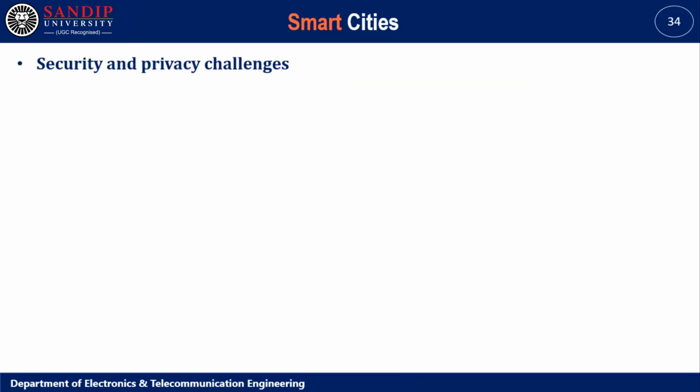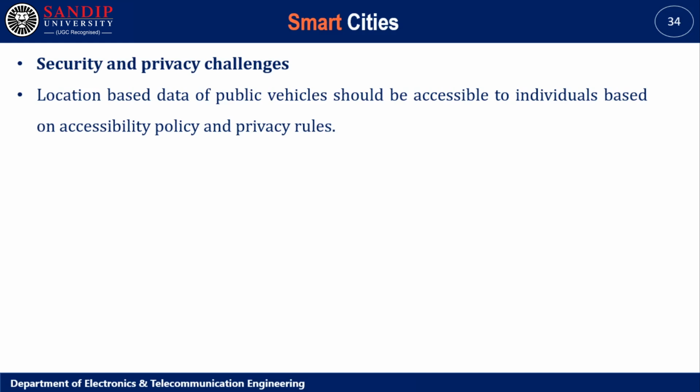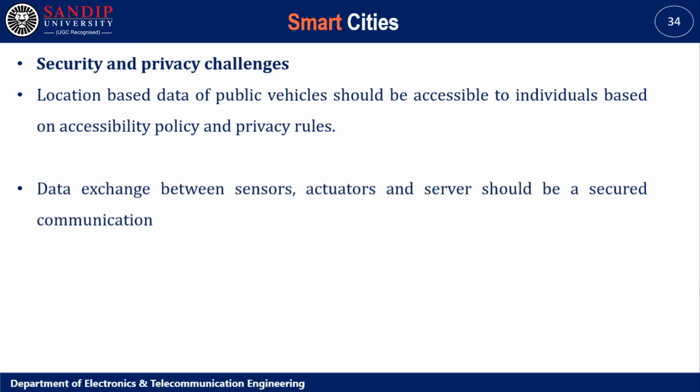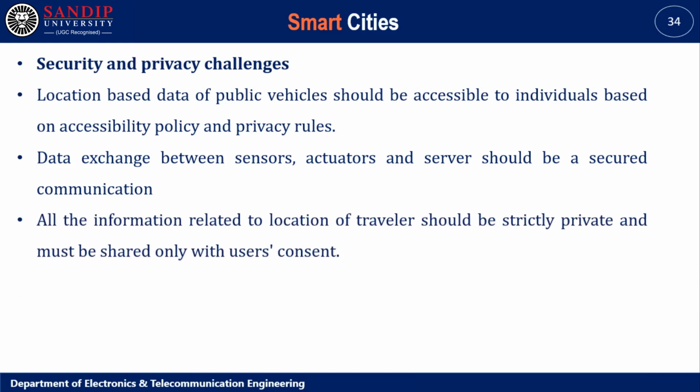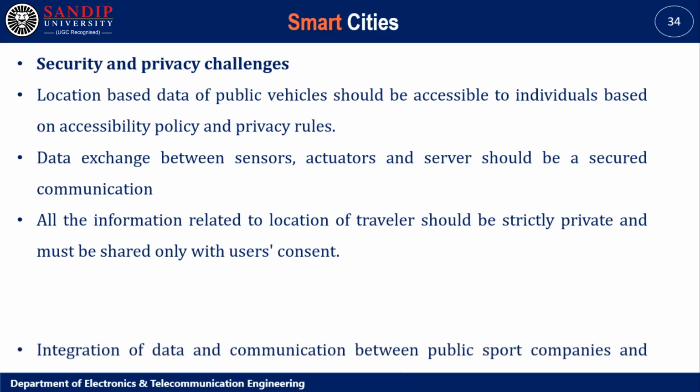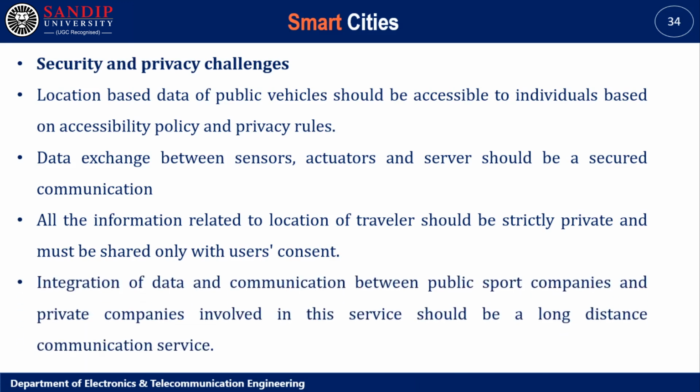Security and privacy challenges. Location-based data of public vehicles should be accessible to individuals based on accessibility policy and privacy rules. Data exchange between sensors, actuators, and servers should be secured communication. All the information related to the location of travelers should be strictly private and must be shared only with the user's consent. Integration of data and communication between public transport companies and private companies involved in this service should be a long distance communication service.